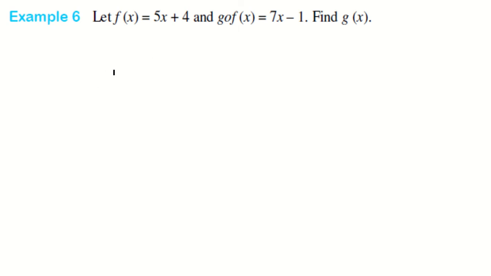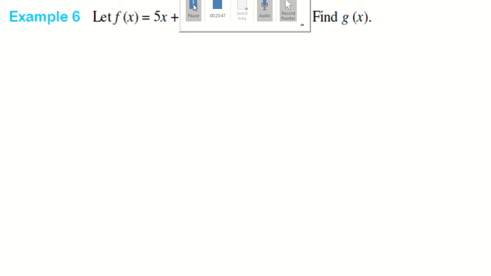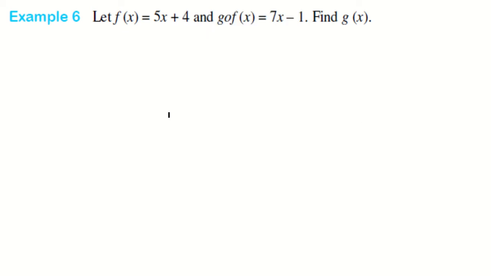This one is somehow different. Every one of you needs to focus here. Okay, here, what does it say? F of x is given. That is 5x plus 4. G of x is not given. That's what we are looking for. But the g of f is given already.